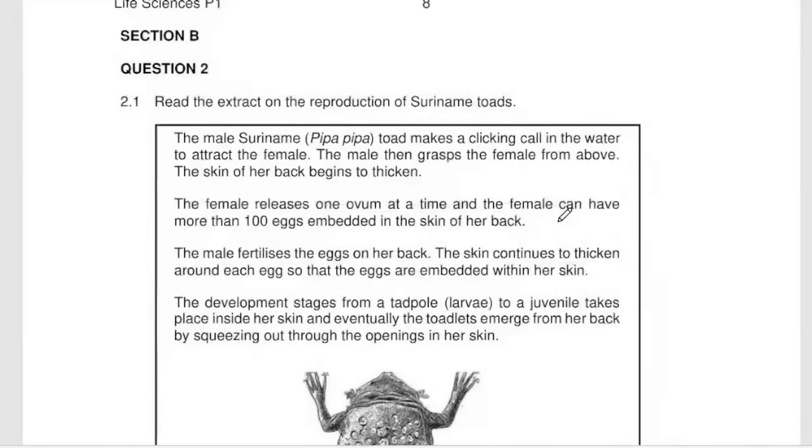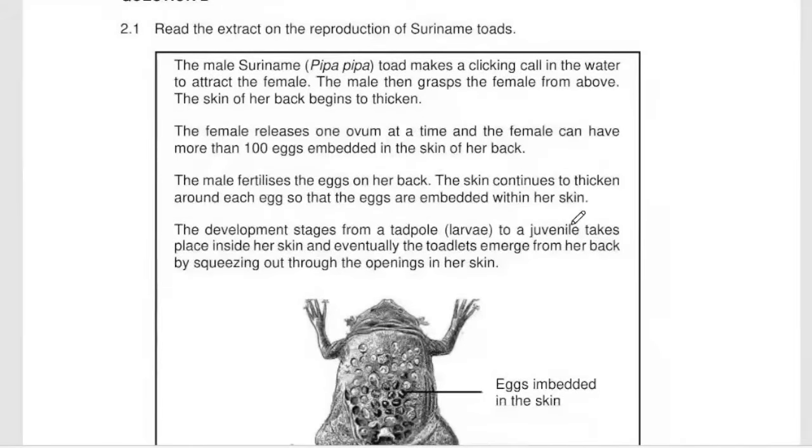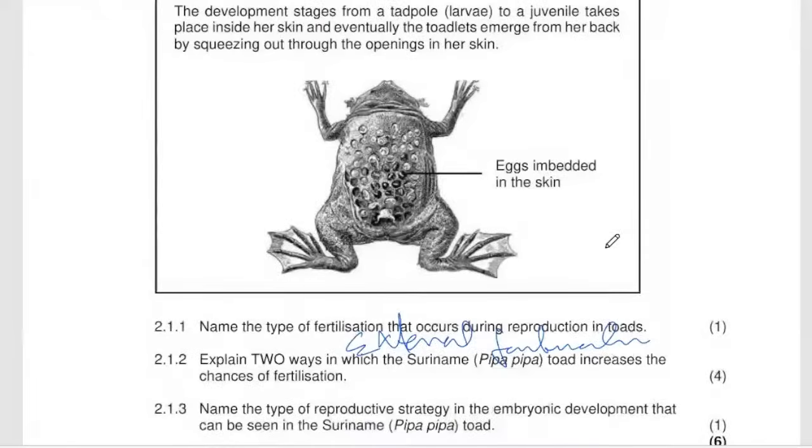If you look at it, we shall see that the tadpole increases the chance of fertilization because the female releases one ovum at a time, and the female can have more than 100 eggs. By having 100 eggs released, if it doesn't release a lot, they can be washed away or eaten by the predators.